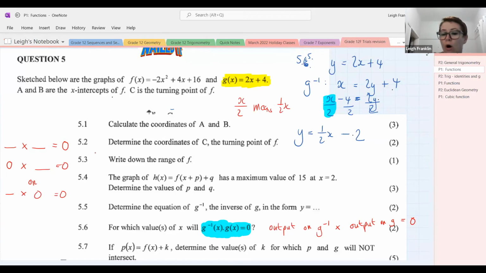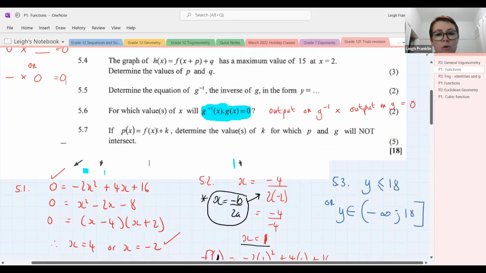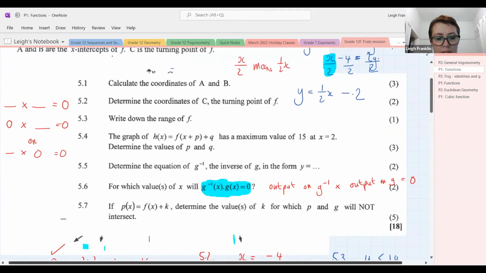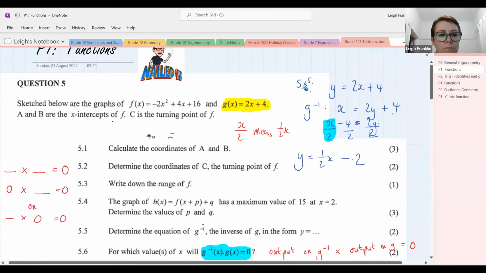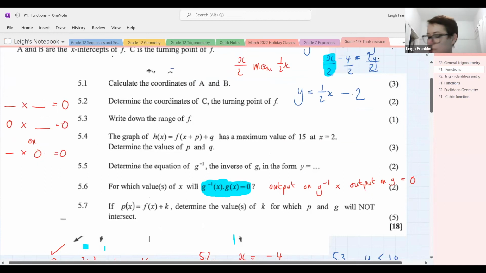Okay, so when are outputs equal to 0? When do outputs equal 0? Where does it have to be to equal 0? Where do outputs equal 0?